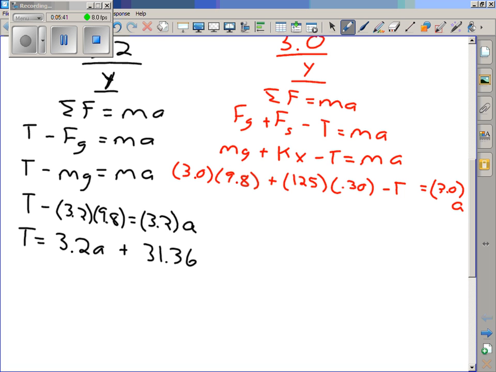31.36. So I took the 3.2 times 9.8 and moved it over to the other side. So I got T equals, right? This allows me to plug that guy into this string. 3.0 times 9.8 is what? 29.4 plus 125 times 0.3.